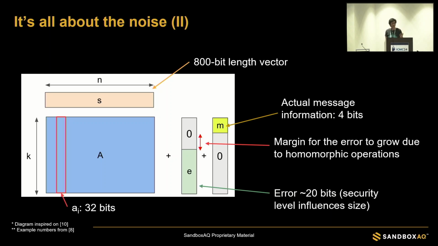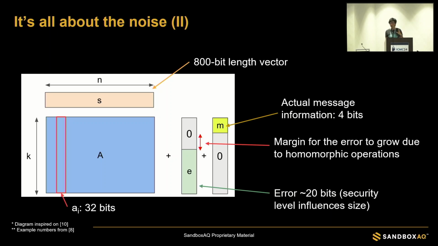So according to some security levels, for example, we could have a secret vector S of length 800 bits, and then each one of the components of the matrix A could be 32 bits. And then we have this error array and this M array, that both have to add up to an array of 32 bits too.